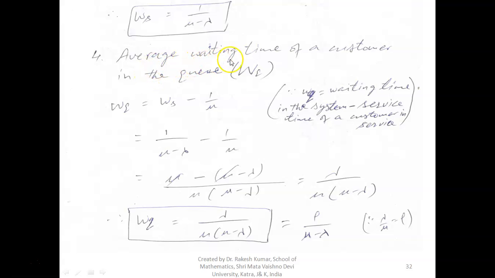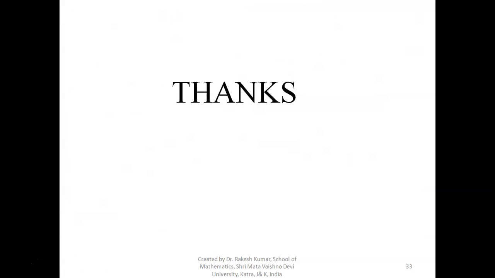And next is the average waiting time of a customer in the queue. So WQ is WS minus 1 upon mu. 1 upon mu is what? It is the average service time, or the service time of a customer. Just subtracting this, we get rho upon mu minus lambda, or in terms of lambda and mu, it is lambda upon mu into (mu minus lambda). This is my WQ. Thank you very much.